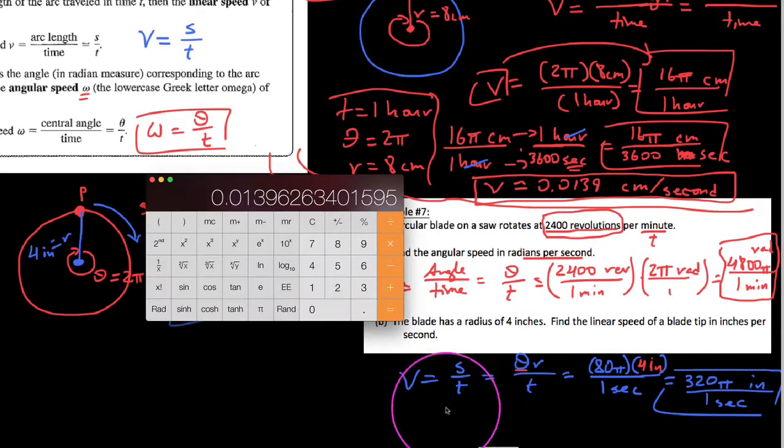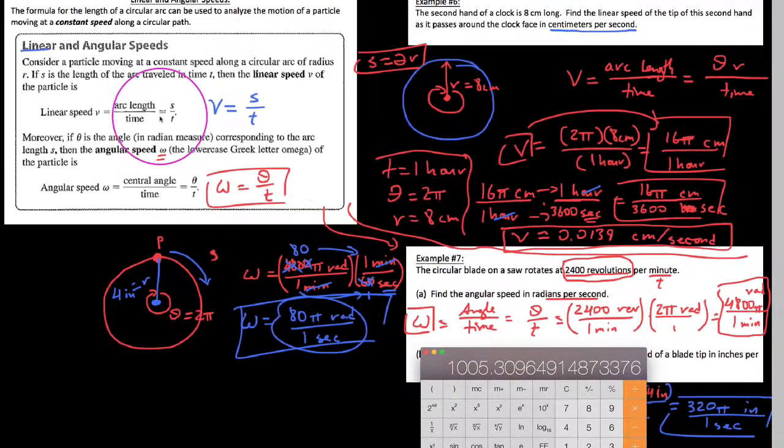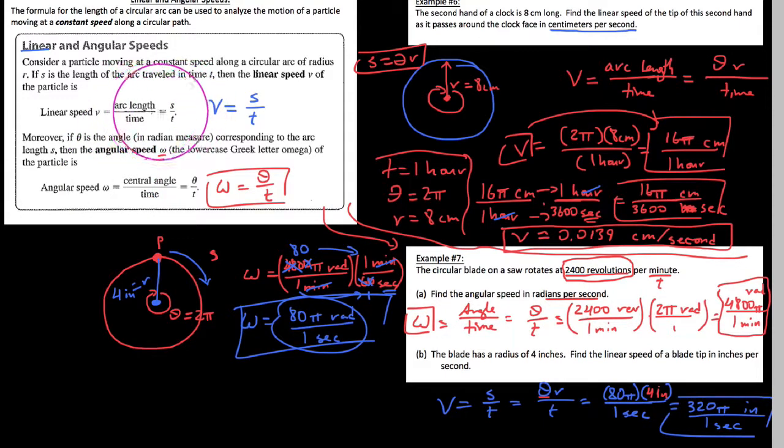And actually, if we wanted to calculate that, that's quite a few inches. We could say 320 times pi. That's how many inches the tip of this blade is going: about 1,005.3 inches every single second. Okay, but that's how you find and define both linear and angular velocity. It's either arc length over time, distance over time, or central angle over time, or radians over time. Cheers.